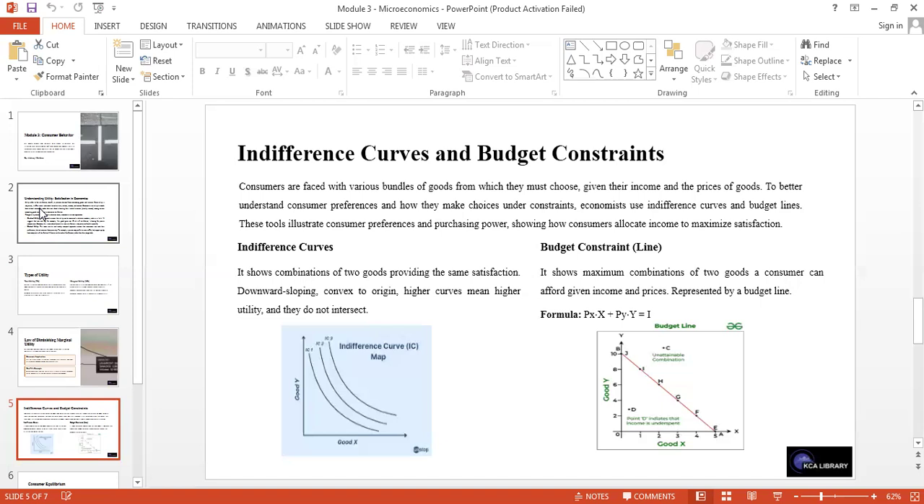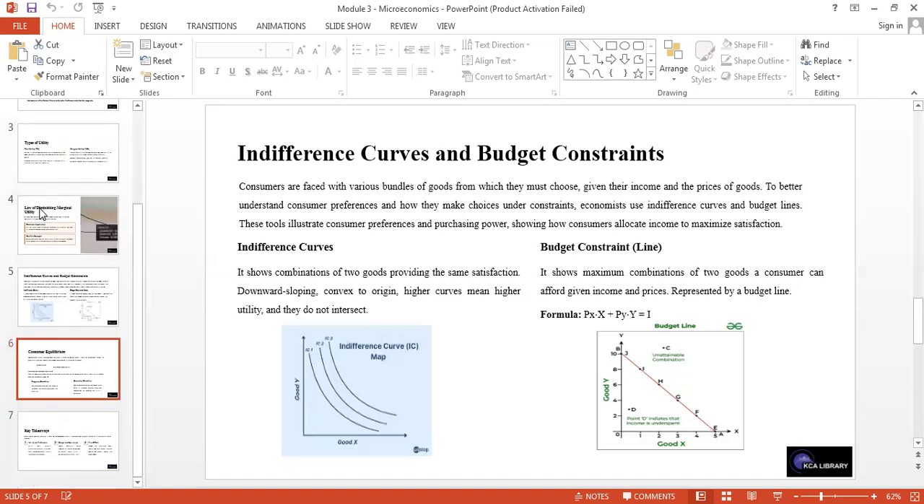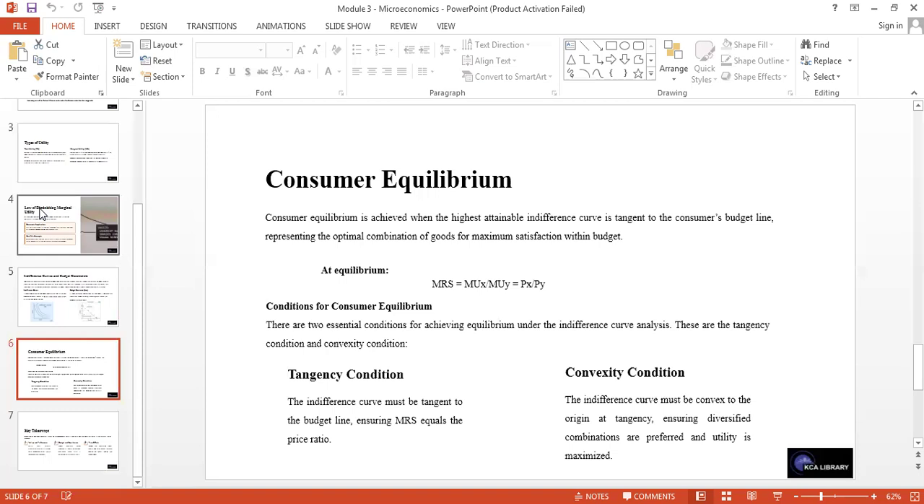For budget constraints, it shows the maximum combination of two goods the consumer can afford given income and price. This is represented by a budget line. The formula is there, and you can see the diagram also. Consumer equilibrium is achieved when the highest attainable indifference curve is tangent to the consumer's budget line, representing the optimal combination of goods for maximum satisfaction within budget.